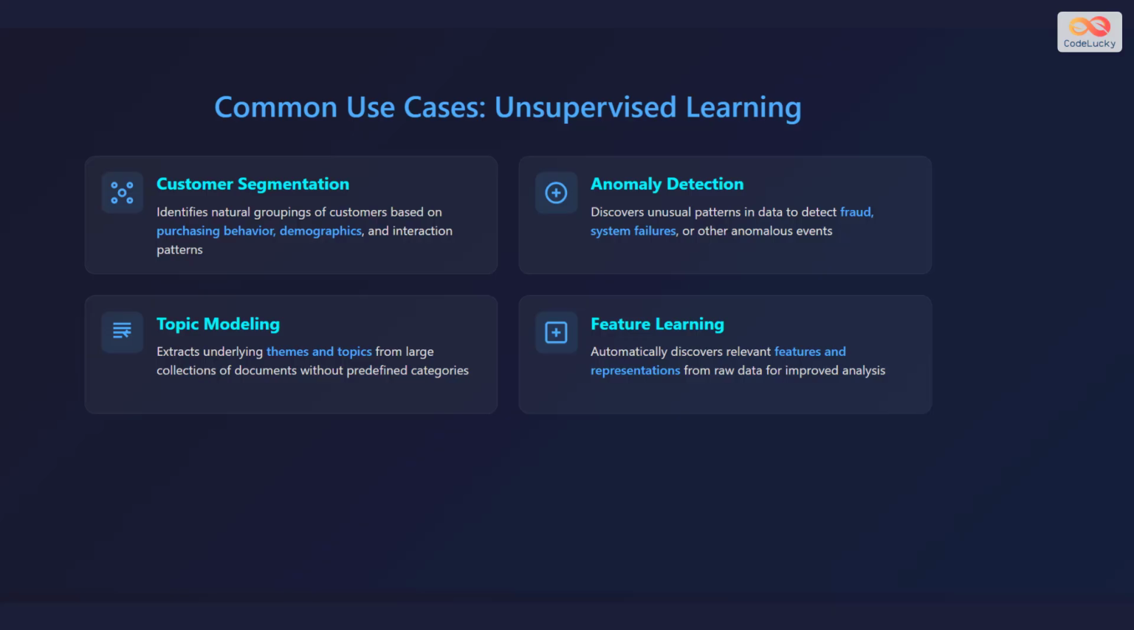Third, topic modeling. Unsupervised learning extracts underlying themes and topics from large collections of documents without predefined categories. And fourth, feature learning. Unsupervised learning automatically discovers relevant features and representations from raw data for improved analysis.